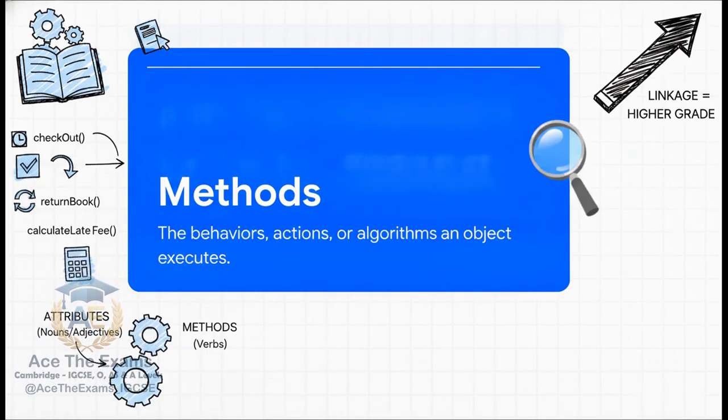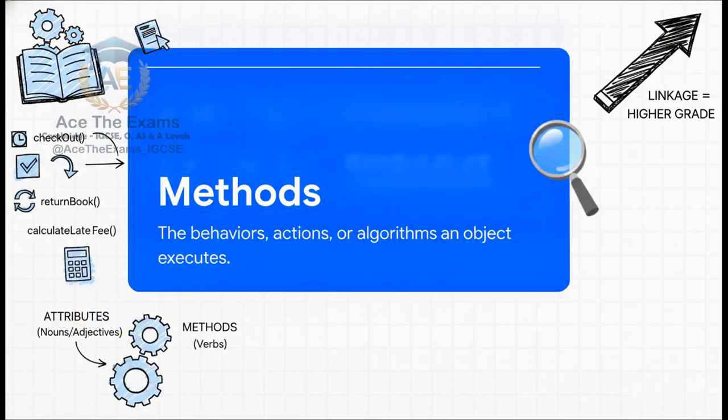Now notice the direct causal relationship here. This is absolutely critical. An object's methods are intentionally designed to interact with and modify that specific object's properties. You literally cannot separate the two. A method relies entirely on the precisely defined state of the object to execute its underlying algorithms accurately. For example, the checkout method must first read the isAvailable attribute. If the attribute is false, the method must reject the action.